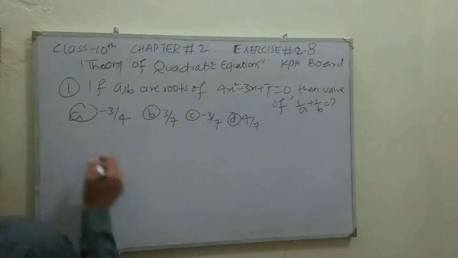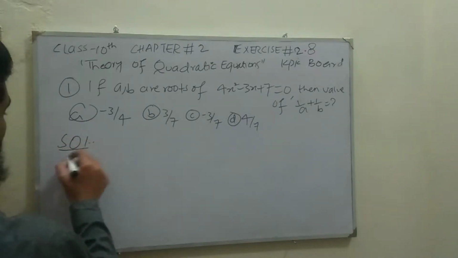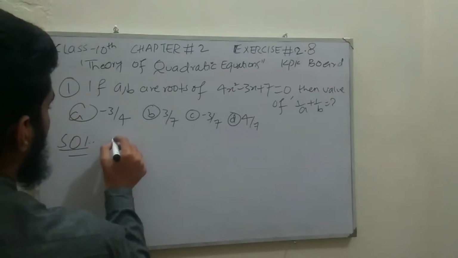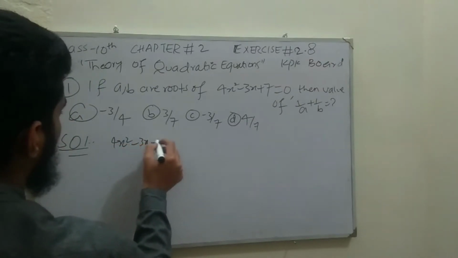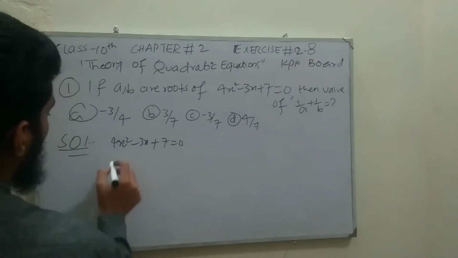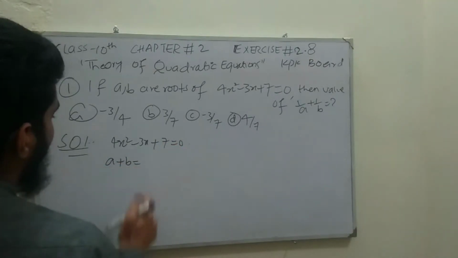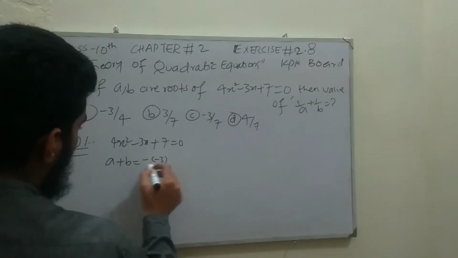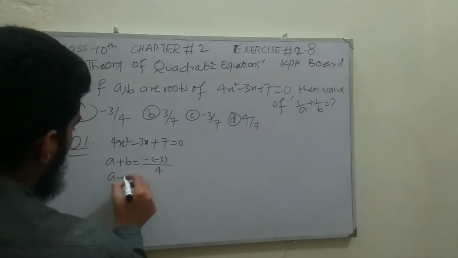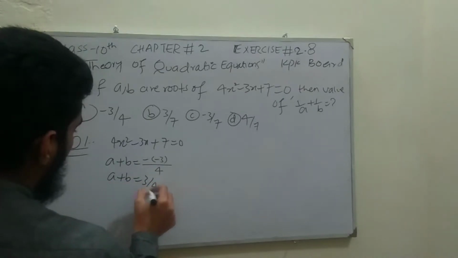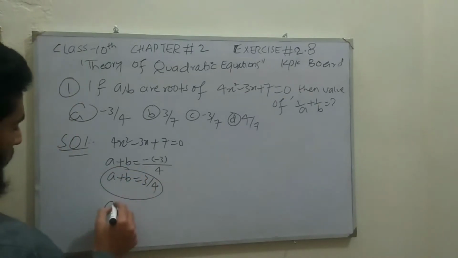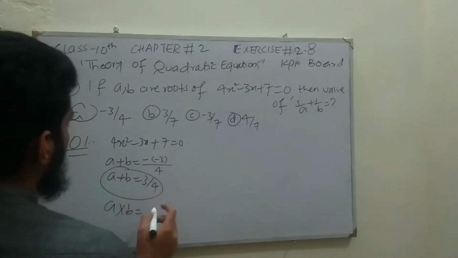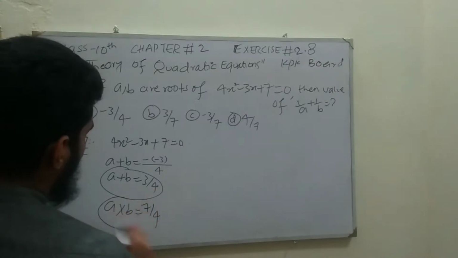Taking the given quadratic equation, the roots are a and b, as given in the question. So the equation is 4x square minus 3x plus 7 is equal to 0. Sum of roots: a plus b is equal to minus b divided by a. Minus of b is minus 3, divided by a which is 4, so the sum of roots will be 3 divided by 4. The product of roots will be a times b is equal to c divided by a. C is 7 and a is 4, so 7 divided by 4 is the product of the roots.